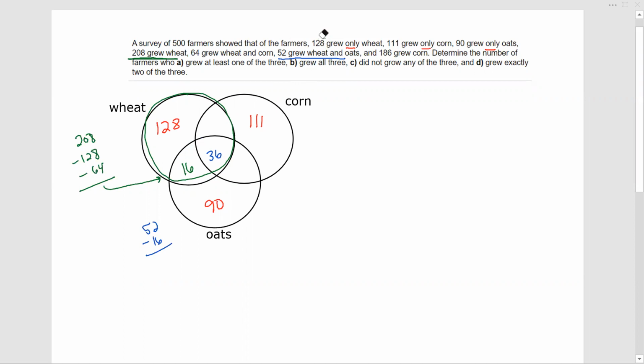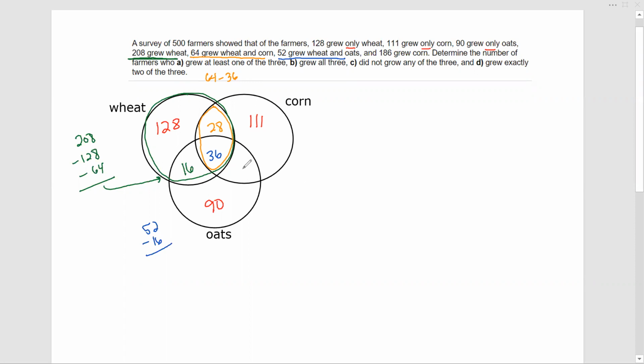Going back up to the problem, now we can use that 64. So it says 64 grew wheat and corn. Again, that 64 was this region. Now we can subtract the 36 that grew all three of the crops. And if we do 64 minus 36, that means we have 28 here.